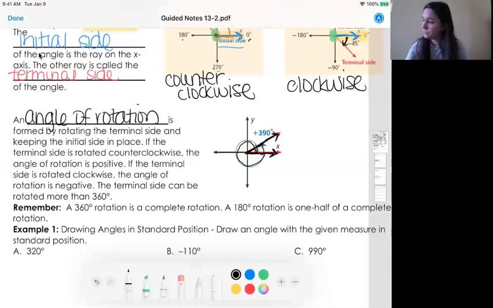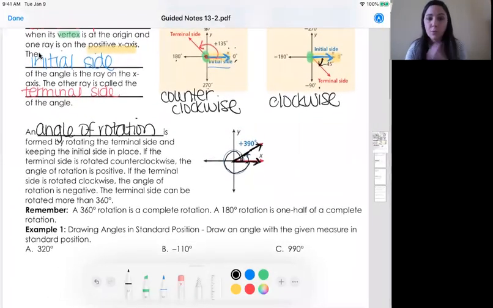So a couple important features to know. Remember, 360 is a complete rotation. 180 is a halfway rotation, meaning you go kind of forming a straight line.